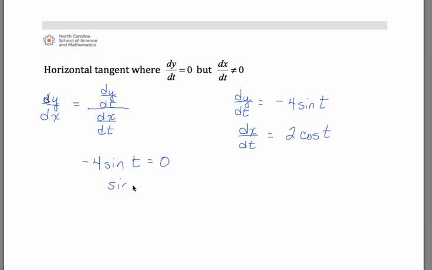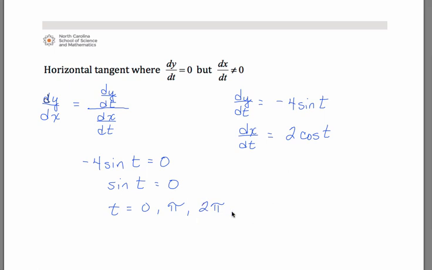Dividing both sides by negative 4, we simply have that sine of t is equal to 0. And if you think about your unit circle and the fact that we are on the interval from 0 to 2 pi, t is going to equal 0 and then pi over on the left side of the unit circle, and then 2 pi, which of course is really the same location as 0.